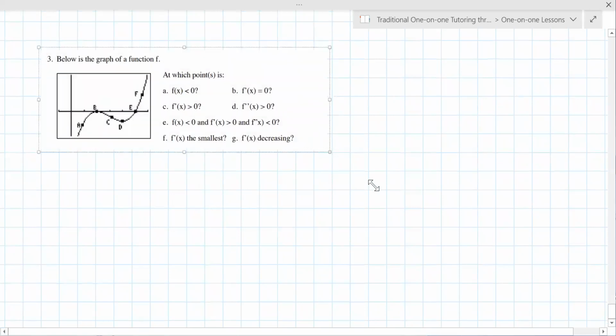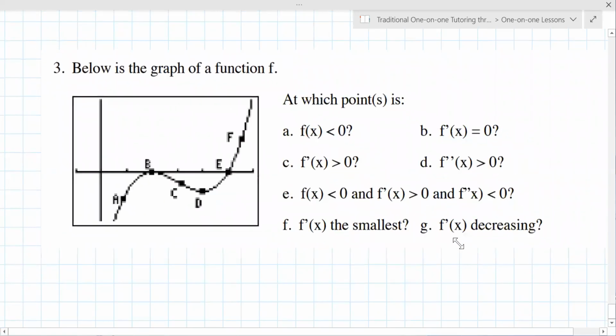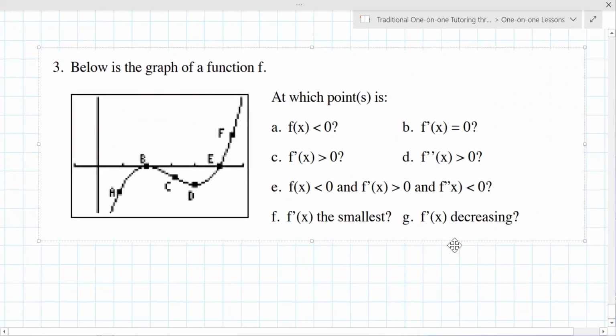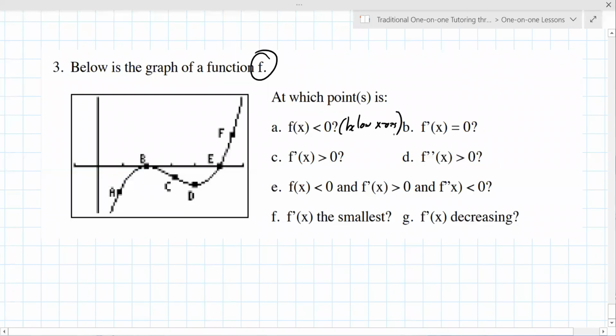Below is the graph of a function f. So we got a bunch of things here. Now they're talking about f, they're not talking about the derivative. So let's answer all the problems about f. Where is f of x less than 0? This means below the x-axis. Well, it's here, and then it's here.